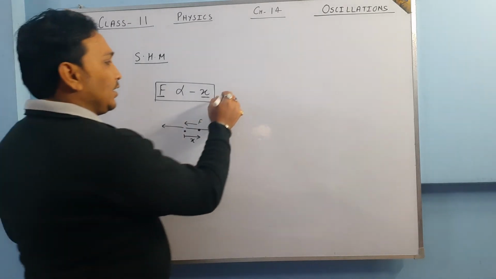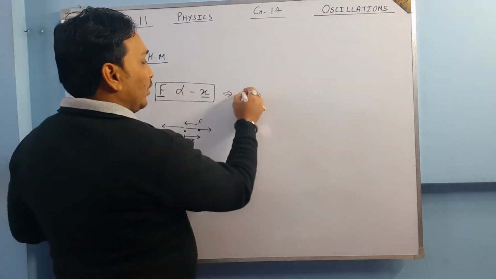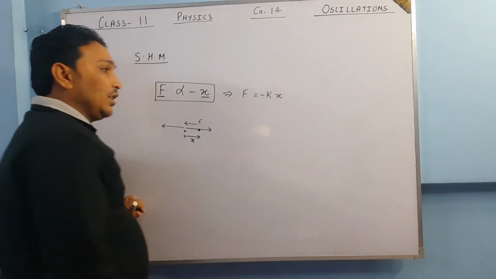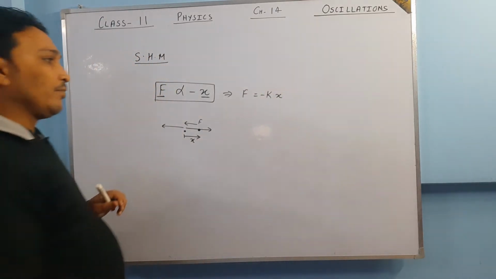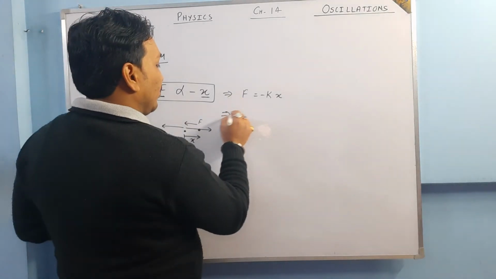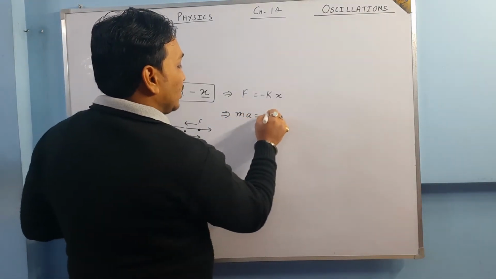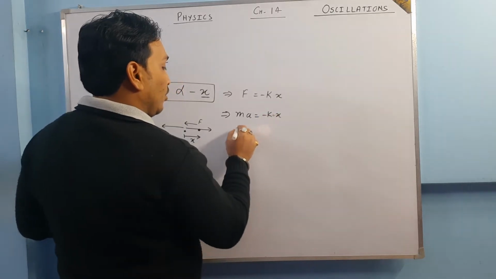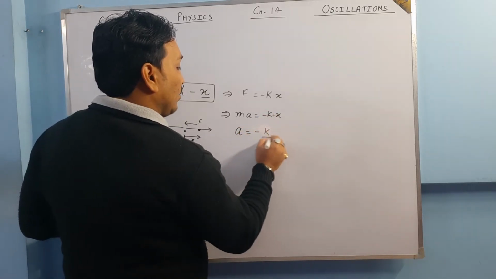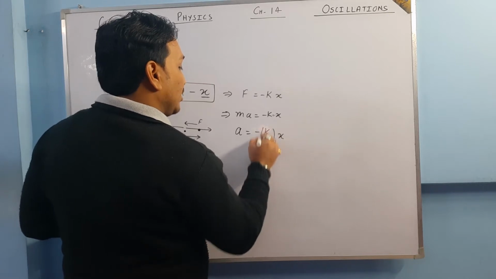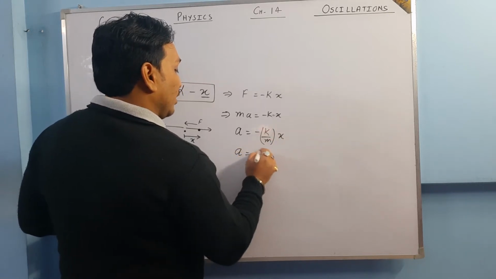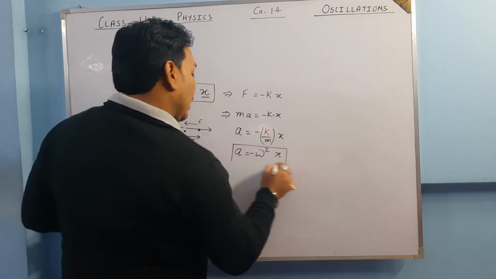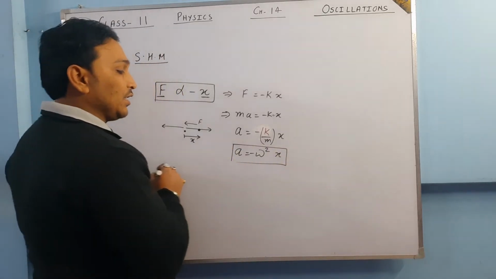Further, when we analyze this equation, for removing that proportionality sign we have to put one constant. So K is the constant which is called force constant. Again, that F can be written as Ma. So Ma is equal to minus Kx, and from here a is equal to minus K by M into x. In place of K by M, we can write omega square. So it is minus omega square x, which is again an equation which represents SHM.